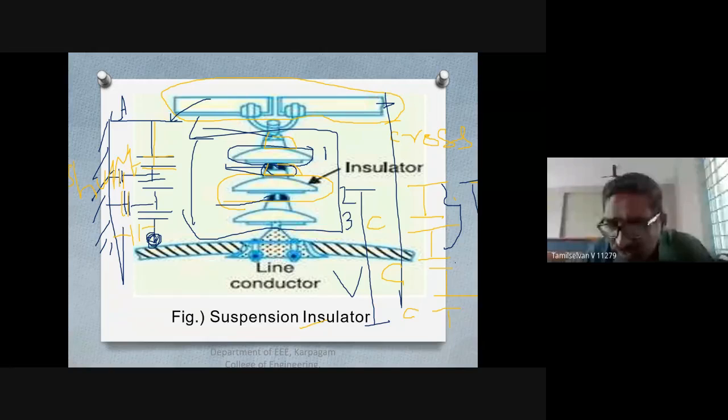So 3 discs are there. So that is going to be V by 3, and this is going to be V by 3. Okay, it's going to be uniformly distributed.